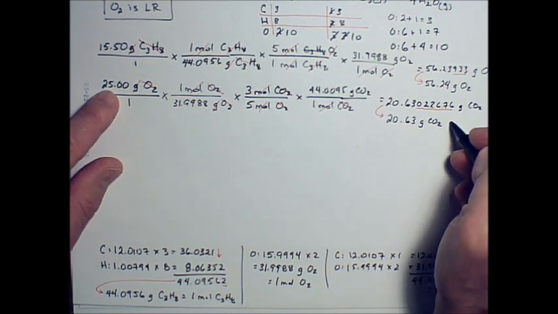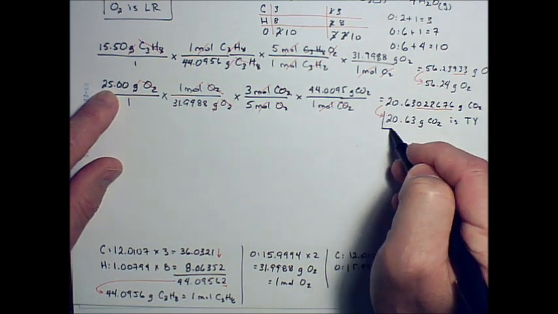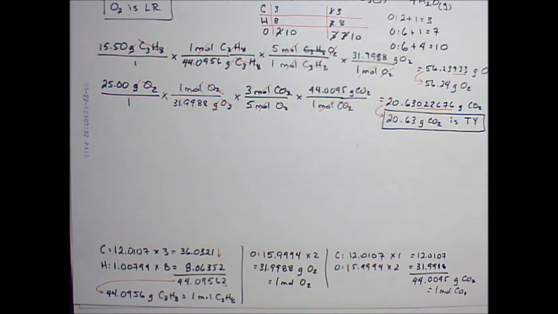This then is the theoretical yield. You can just put TY, or you can spell out the words theoretical yield. That's the theoretical yield. Okay?